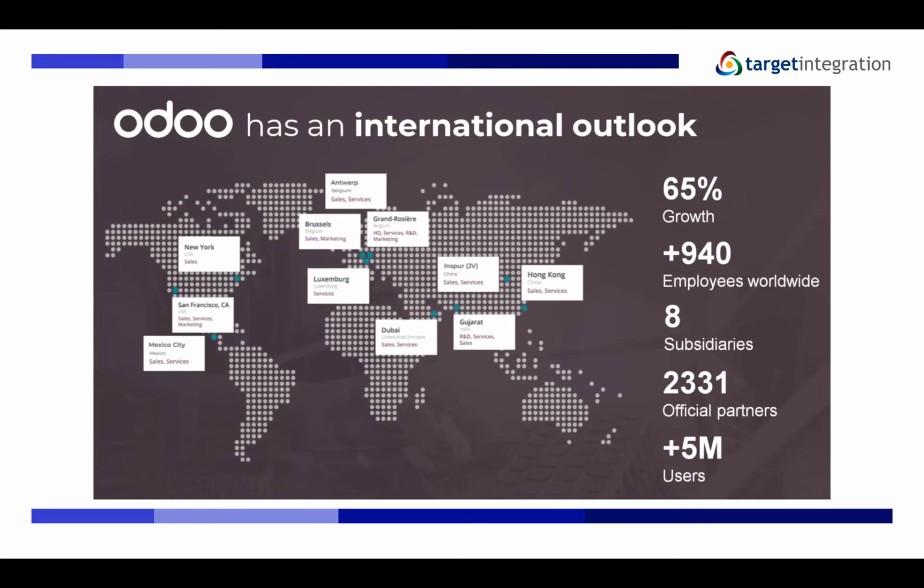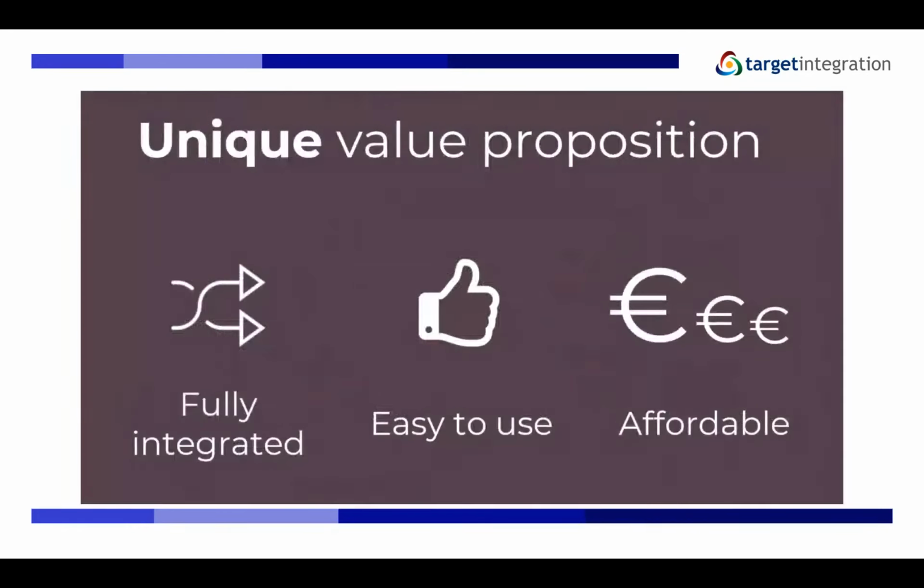We have 8 subsidiaries in total, and in total more than 2,300 partners, which goes to show that a whole economy has been built around Odoo. So partners, just like Target Integration, help us to implement the software, help us to develop the software if some features were to be missing, and basically make sure that we can provide the best services to our clients as possible. And in total, this translates to more than 5 million happy Odoo users.